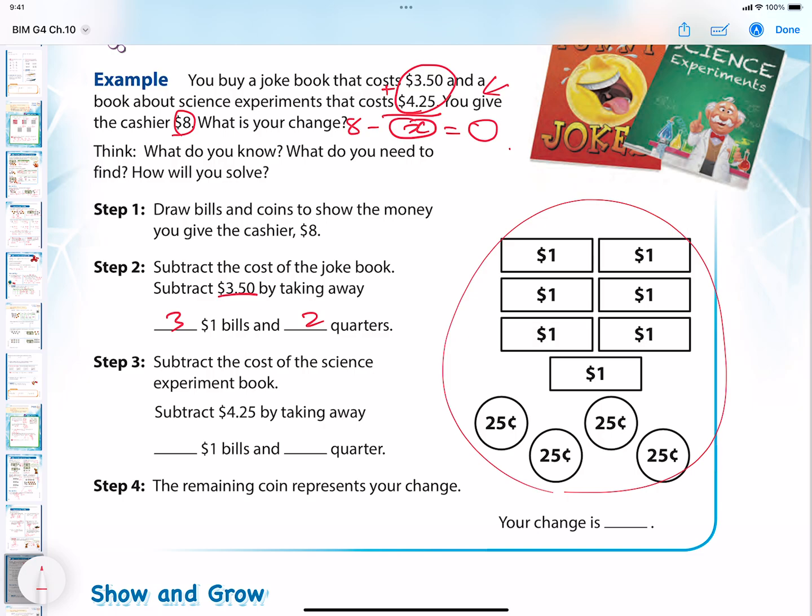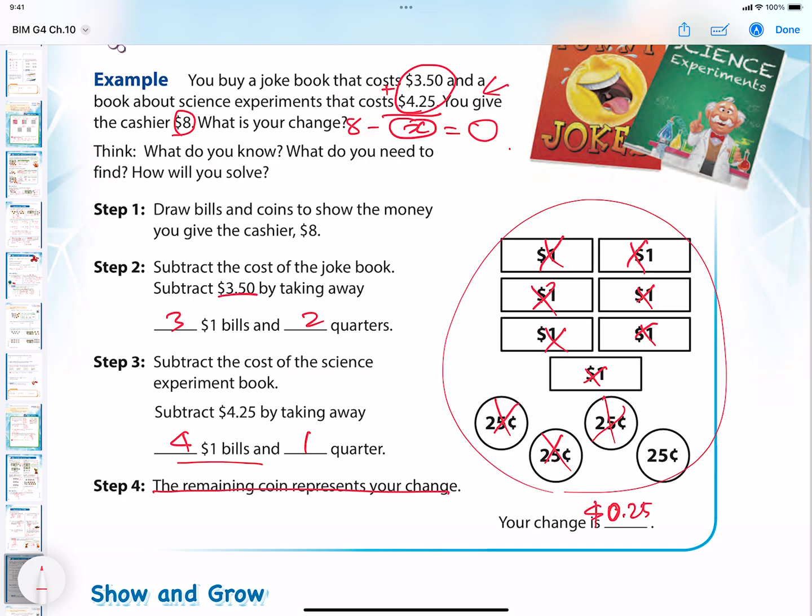$5.25 by taking away what? 4 $1 bills and 1 quarter. Right? Okay, the remaining coin represents your change, which is what? We are going to take away 1, 2, 3 $1 bills and 2 quarters. Boom, boom. And 4 $1 bill. 1, 2, 3, 4, and 1 quarter. So you have what? 25 cents.